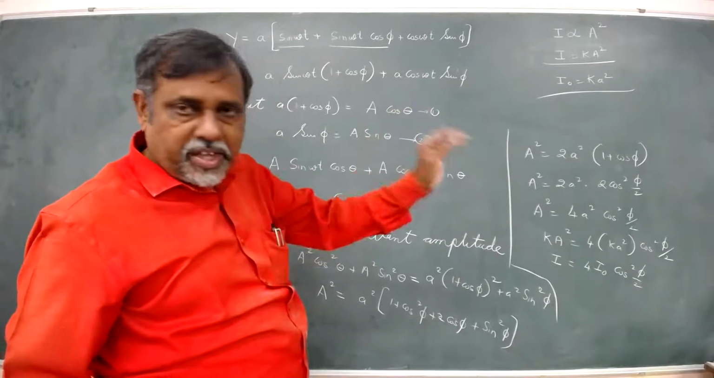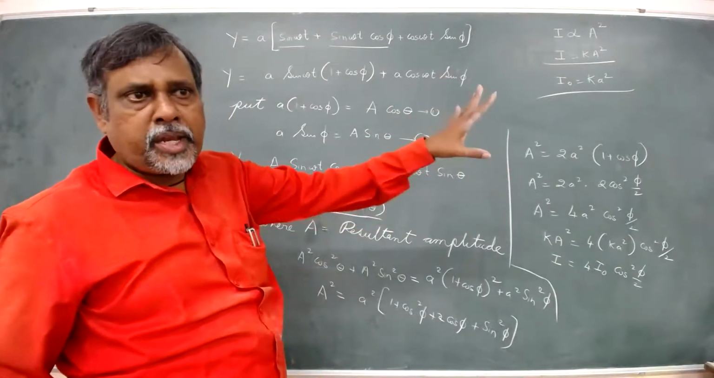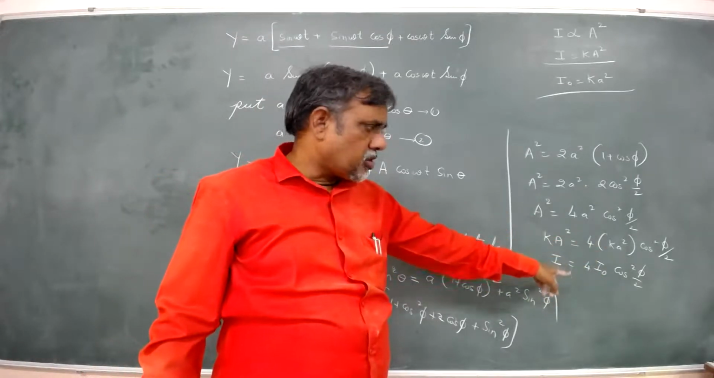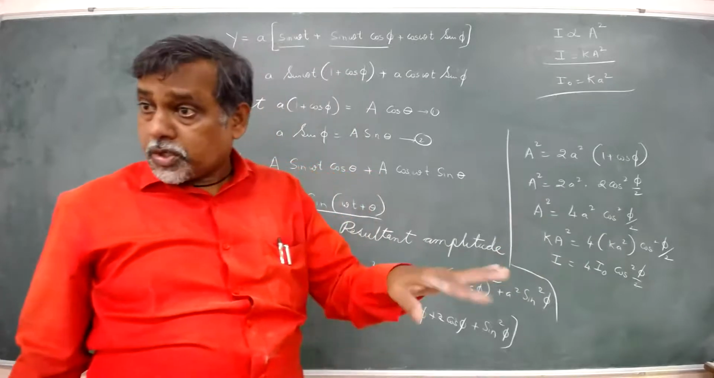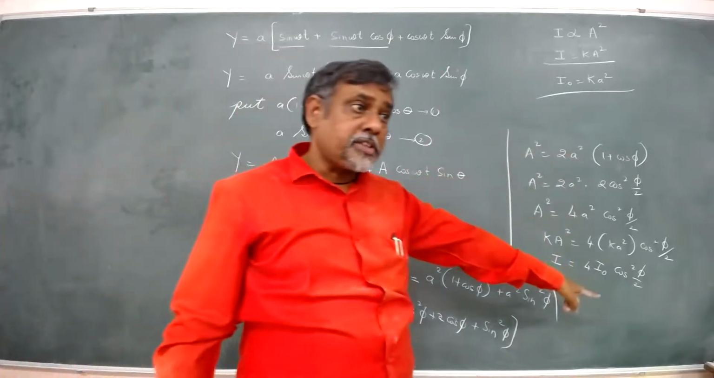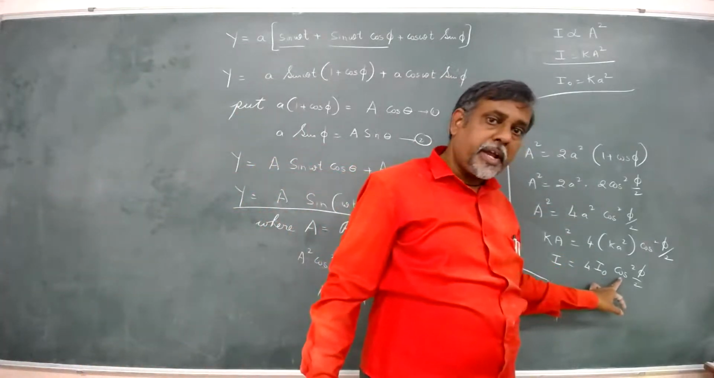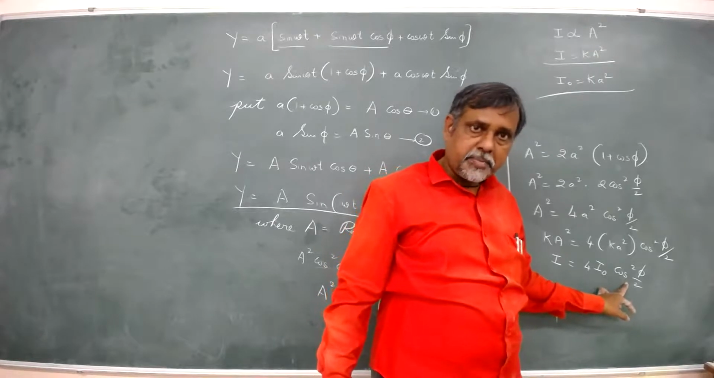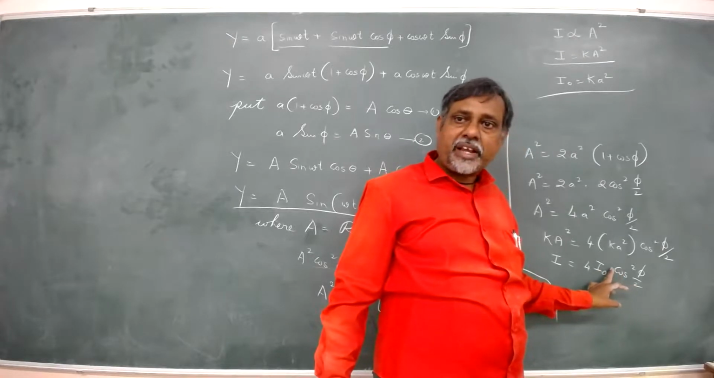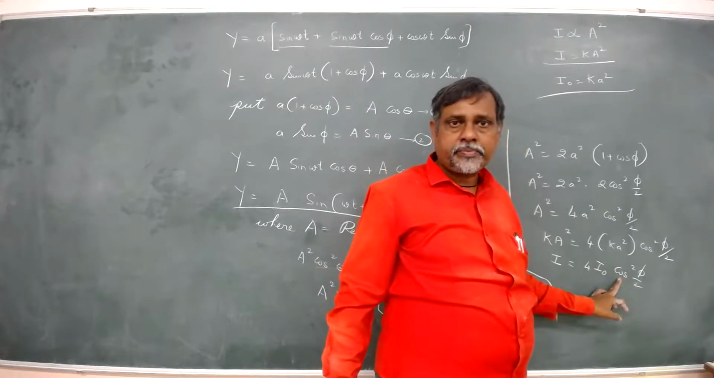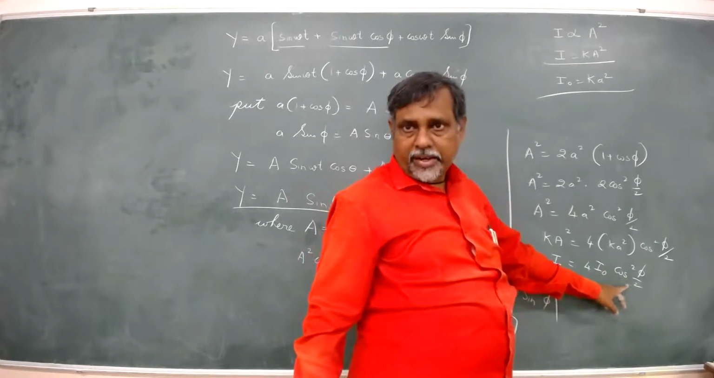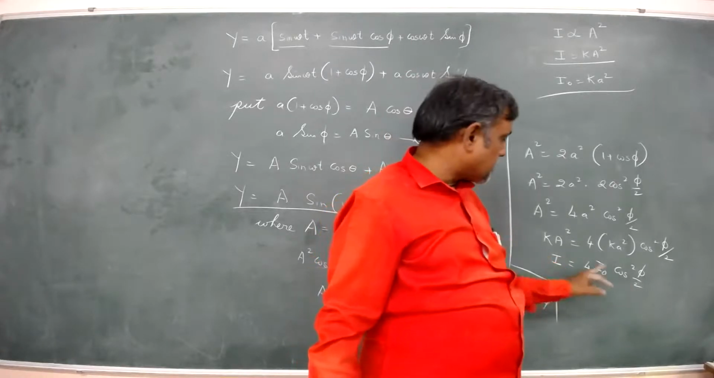Now you need to discuss whether this intensity is maximum or minimum. That completely depends upon the RHS, 4 I naught cos square phi by 2, and that too only on cos square phi by 2. Look at this, if the value of this complete cos square phi by 2 becomes 1 somehow, then I is equal to 4 I naught. Why 1? Because in the cos function 1 is the maximum. In the cos function 0 is the minimum. If the complete cos square phi by 2 becomes 1, then I is equal to 4 I naught.